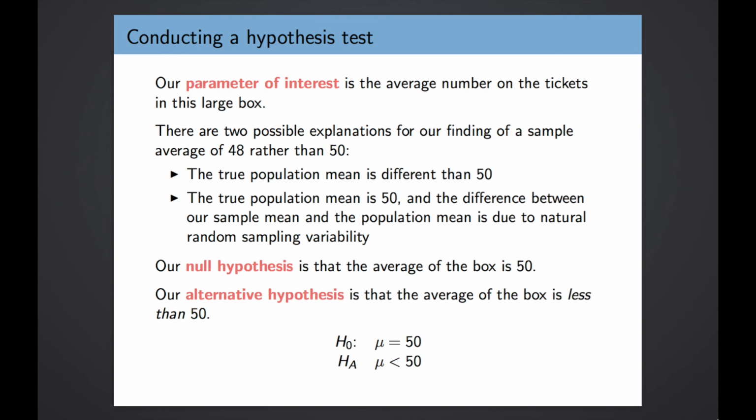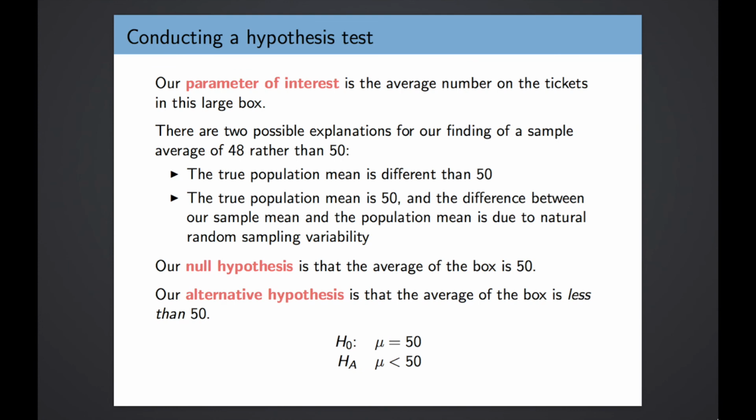There are two possible reasons for our finding of a sample average of 48 rather than 50. The first possibility is that the real population mean is different from 50, and that the sample mean we found in our particular sample is a reflection of the real population mean, and the reason it's not close to 50 is because 50 isn't the actual population mean. The other possibility is that the true population mean in the box is 50, just like our expert suggested, and that we just happened to draw a random sample with a sample mean that is different from the population mean.